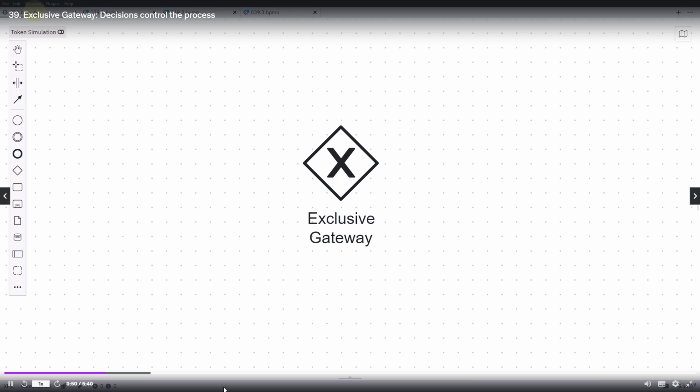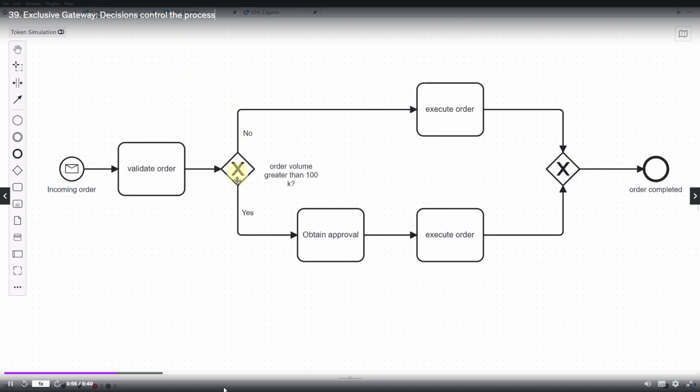How is it used? The exclusive gateway is used to model decisions in which only one path is continued due to the evaluation of an expression or a condition. A classic example of this would be checking whether a sales order exceeds a certain value. Depending on the result, different processes can be triggered. Perhaps a larger order requires additional approval, while smaller orders are processed directly.